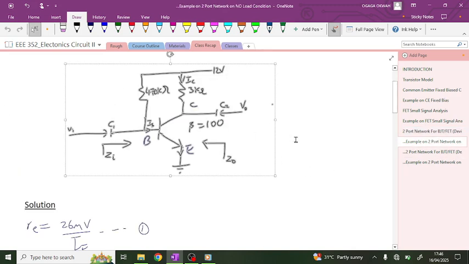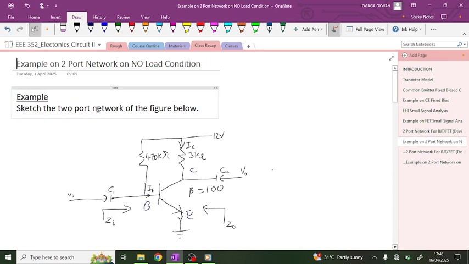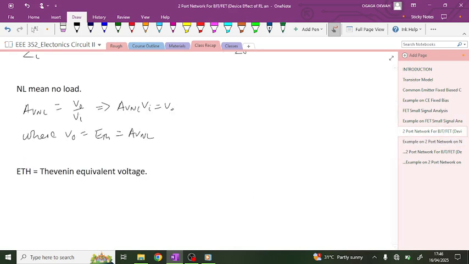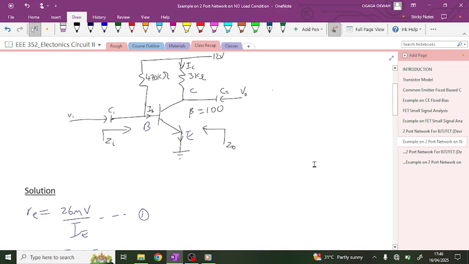So let's quickly work an example on that. Sketch a two-port network of the figure below. Of course, this is a bipolar junction transistor we have here. To calculate this, we have to sketch a two-port network, and in order to do that, what we need to do first is to know our ROE value.